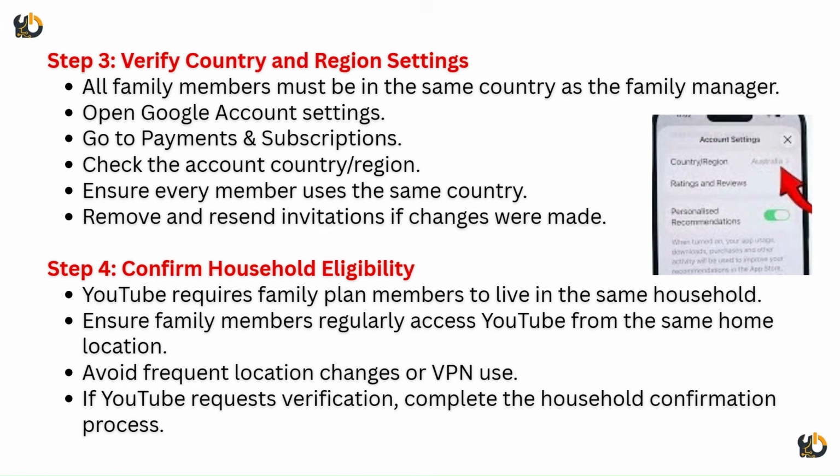Step 4. Confirm household eligibility. YouTube requires family plan members to live in the same household. Ensure family members regularly access YouTube from the same home location. Avoid frequent location changes or VPN use. If YouTube requests verification, complete the household confirmation process.